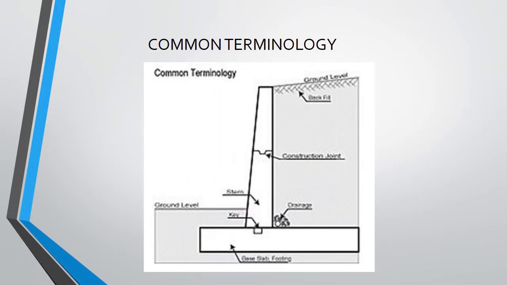Coming to common terminology, a key is provided at the joint of the stem and the base. The ground level is the surface at the backside of the retaining wall. A drainage is provided at the base of the retaining wall. In the ground level to the left side is the depth at which the retaining wall is placed below the ground.